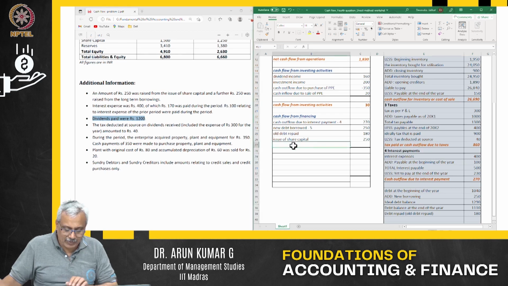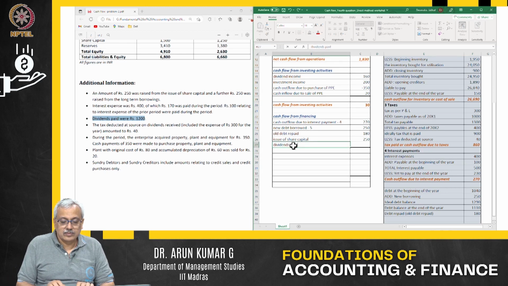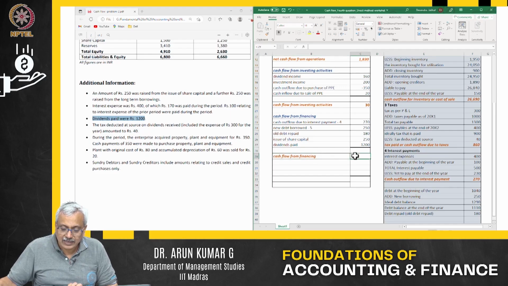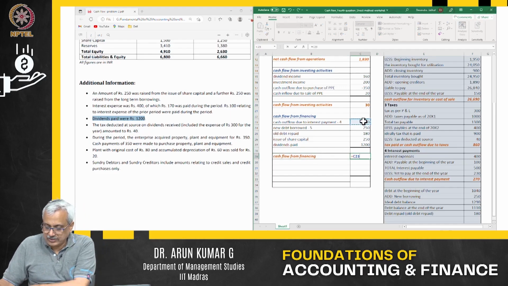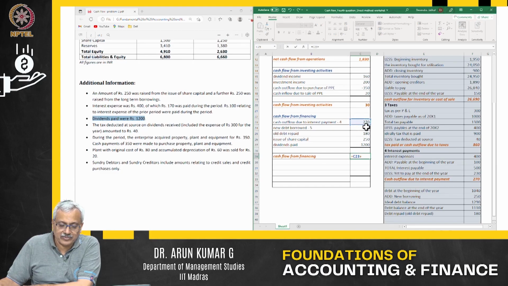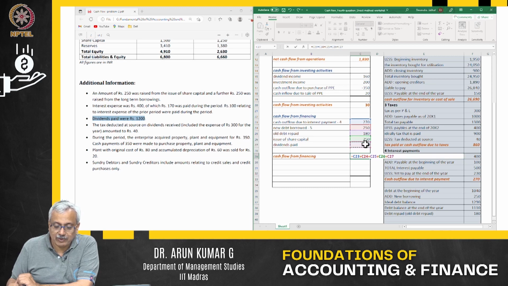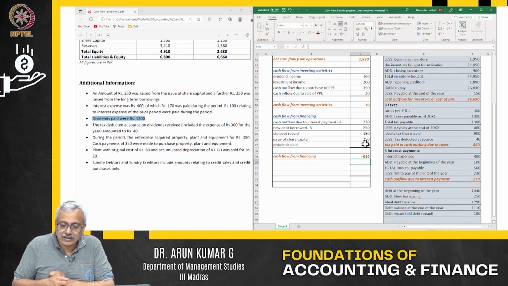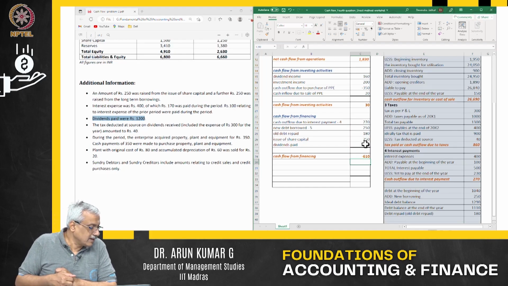When dividends are paid, what happens? Cash outflow. Dividends paid 1200. So, what is the cash flow from financing? Cash flow from financing would be this 270 from interest payment, plus the new debt, plus old debt, plus issue of share capital, plus dividends paid. So, this basically becomes 610. Sir, I think cash outflow due to interest payment is negative 270.